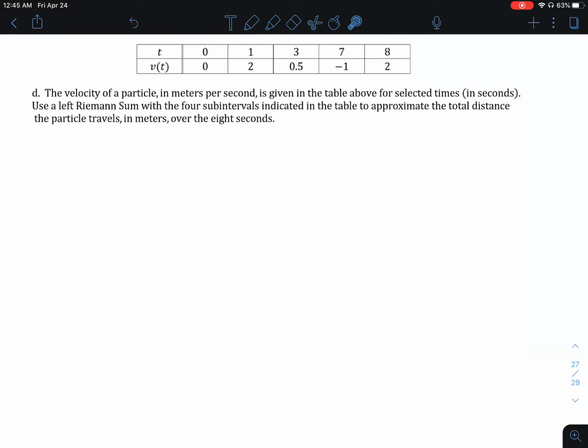This is question D on the notes page. The velocity of a particle in meters per second is given in the table above for selected times in seconds. Use a left Riemann sum with the 4 subintervals indicated in the table to approximate the total distance.